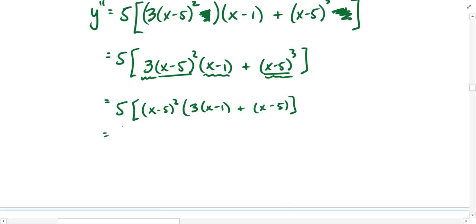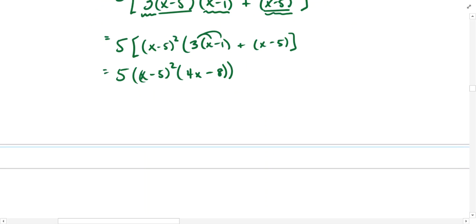If we distribute and combine like terms, we've got this x minus 5 squared times now 3x minus 3. So that 3x plus x would be 4x. Negative 3 minus 5 might be minus 8. And there's a 4 that's common, so I'll factor it out all the way to the front. We'll call this 20 times x minus 5 squared times x minus 2.